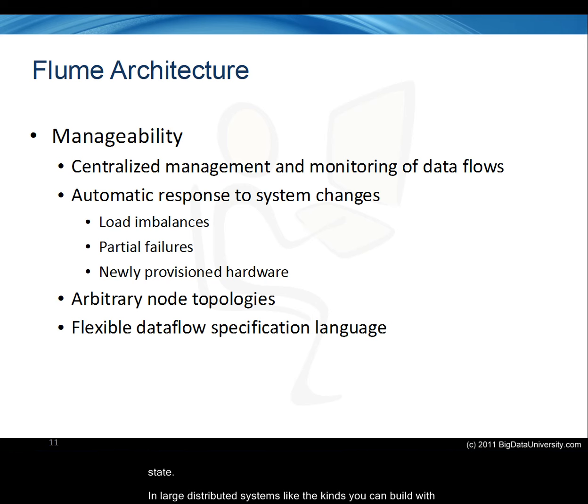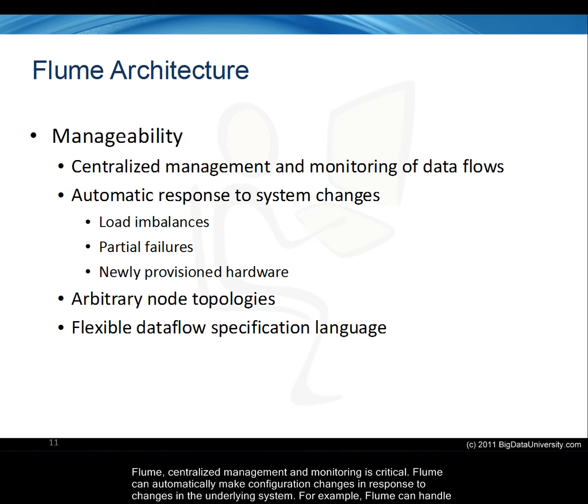In large distributed systems like the kinds that you can build with Flume, centralized management and monitoring is critical. Flume can automatically make configuration changes in response to changes in the underlying system. For example, Flume can handle imbalances in the workload and failures of individual nodes, and Flume can automatically reconfigure itself to take advantage of newly provisioned hardware. You can build node topologies in Flume of arbitrary shape, size, and complexity, whatever suits your particular data movement needs. Flume provides a data flow specification language that lets you easily build up these topologies.